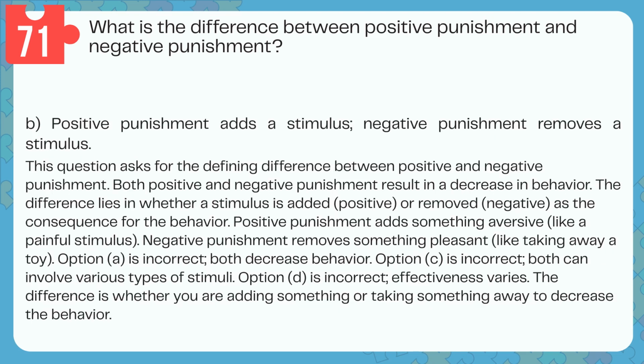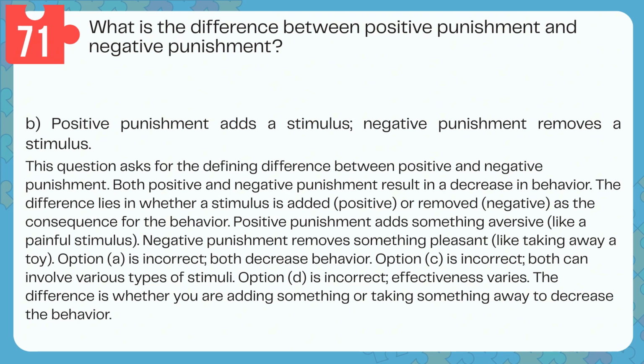Answer: B. Positive punishment adds a stimulus. Negative punishment removes a stimulus. This question asks for the defining difference between positive and negative punishment. Both positive and negative punishment result in a decrease in behavior. The difference lies in whether a stimulus is added, positive, or removed, negative, as the consequence for the behavior.